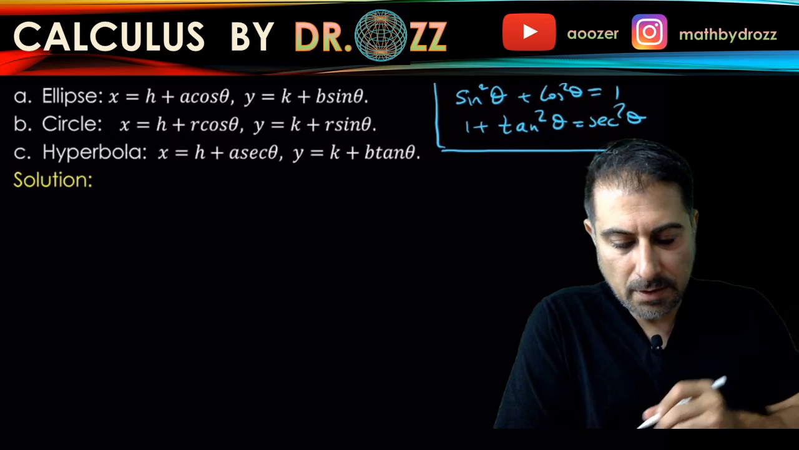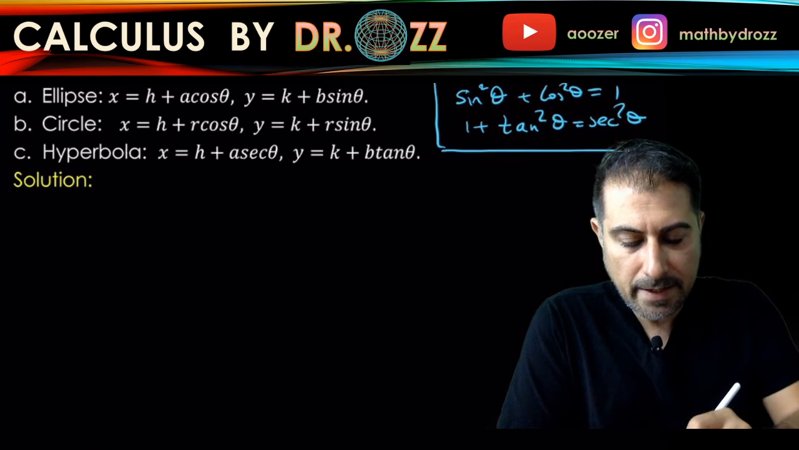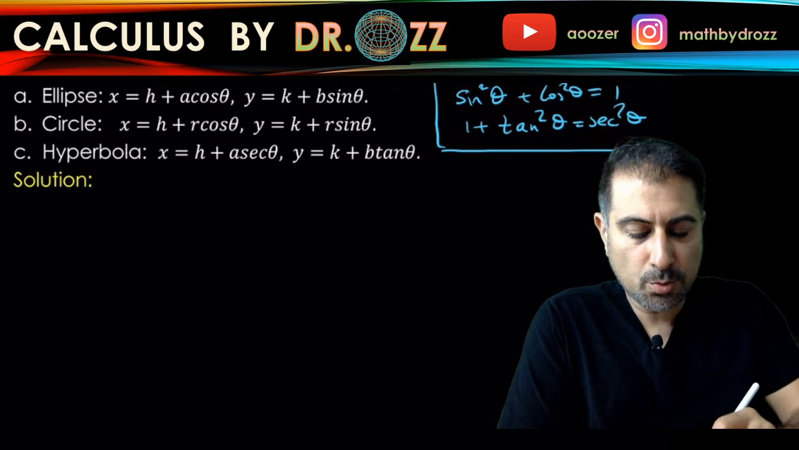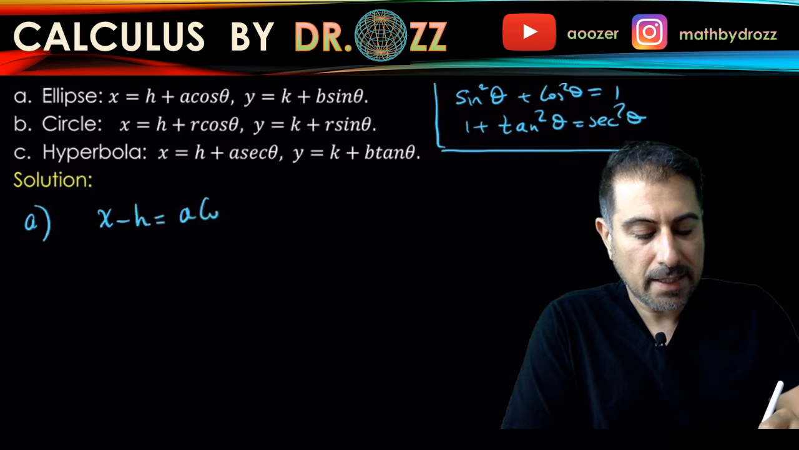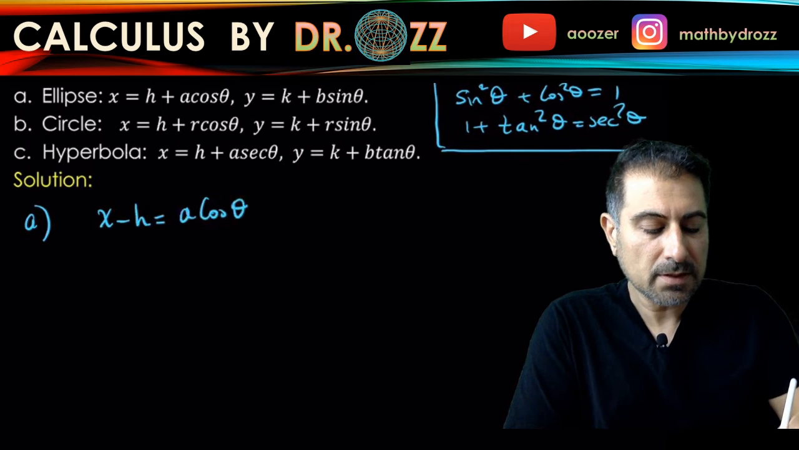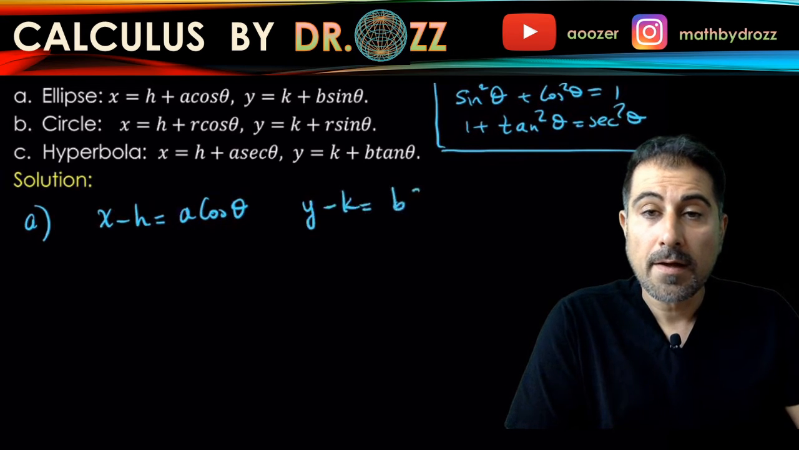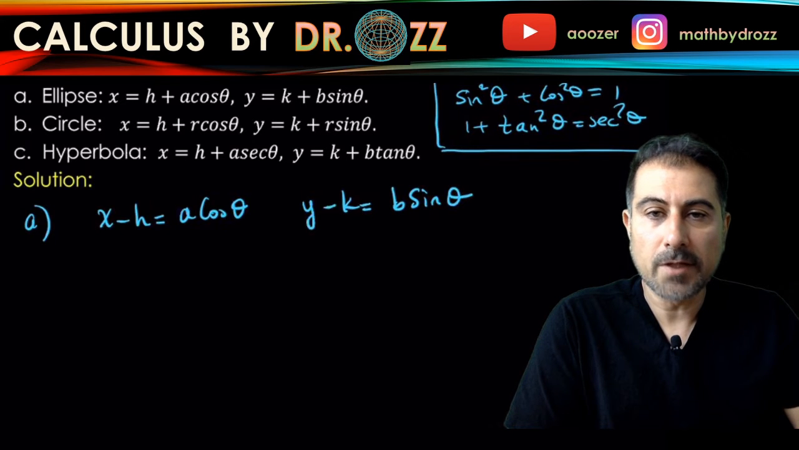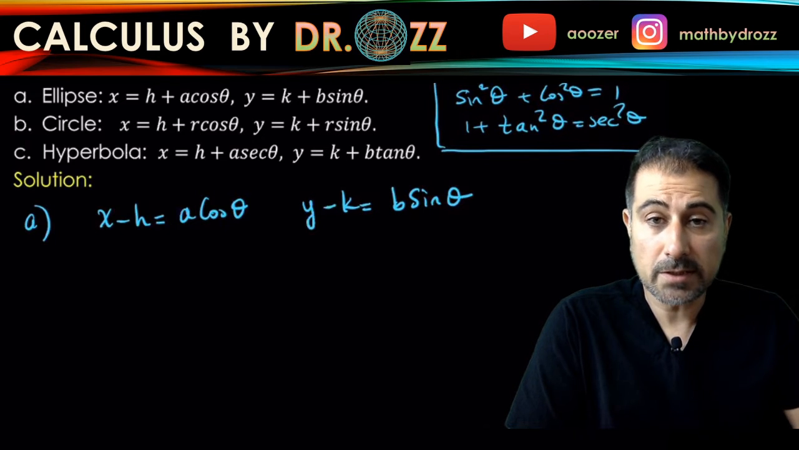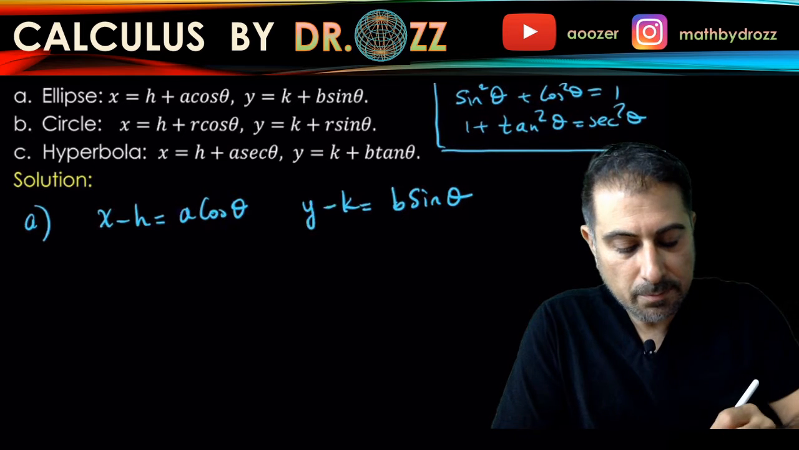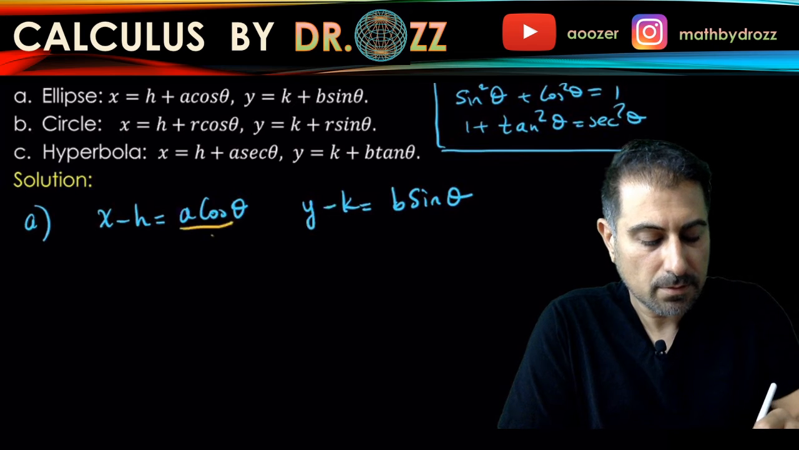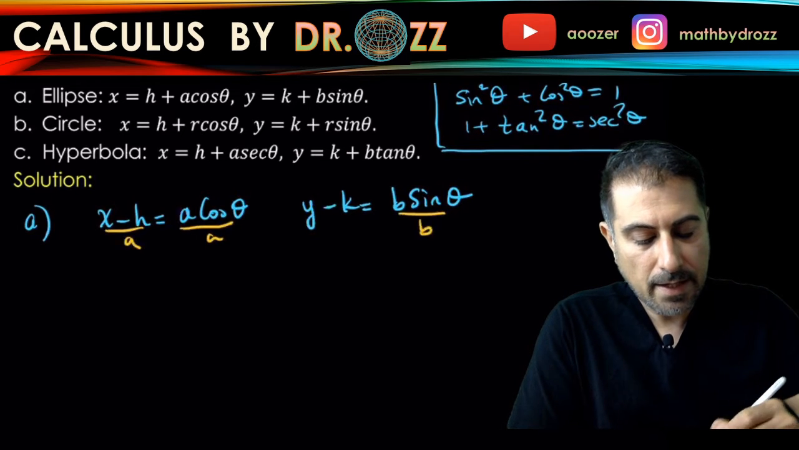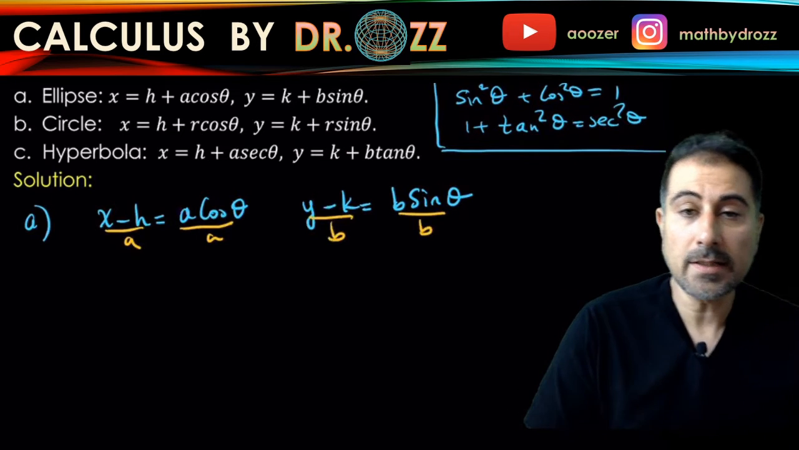For the first one, for an ellipse, I have x minus h equal to a cosine theta, and y minus k equal to b sine theta. What I did is subtract h and k from both sides of the equations, respectively. Now I'm going to divide by a on the left and b on the right, so that I have cosine and sine isolated.